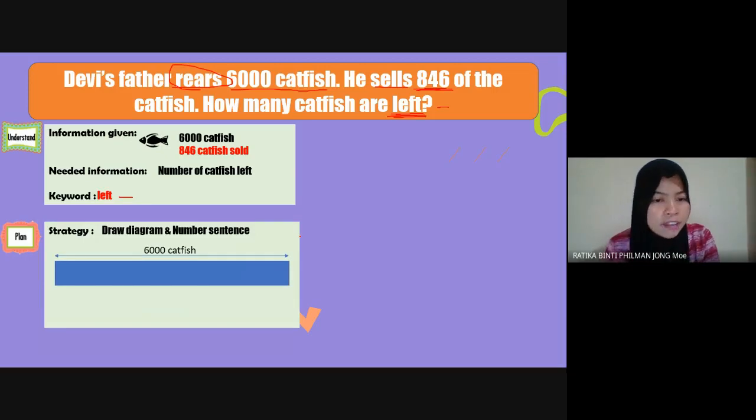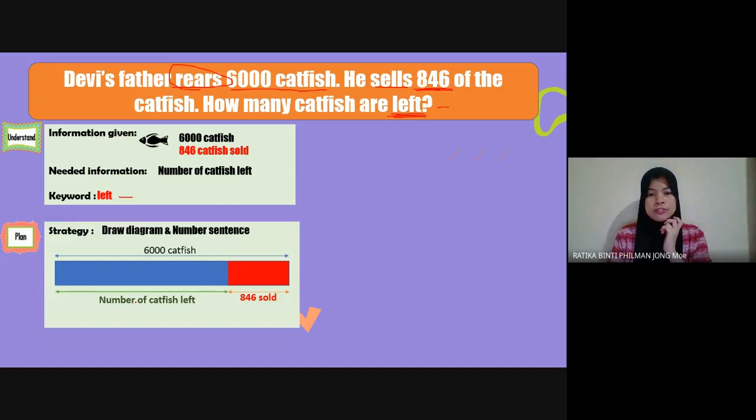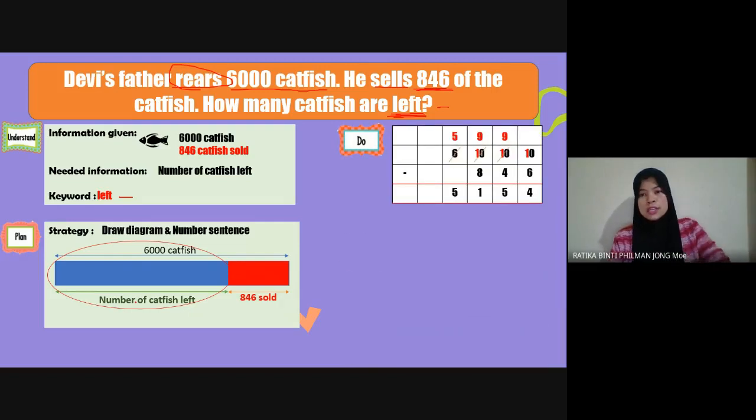Okay. So this is the catfish. 6,000 catfish. Okay, warna biru ni adalah 6,000 catfish. From this 6,000, Davis father sells 846. Okay, yang merah ni dia dah jual. So means take away kan, dah keluarkan, betul tak? So yang left adalah this biru yang dekat sini. So this is the number of catfish left. Okay, yang perlu kita cari sekarang adalah yang warna biru. Okay, so this is how we do it.